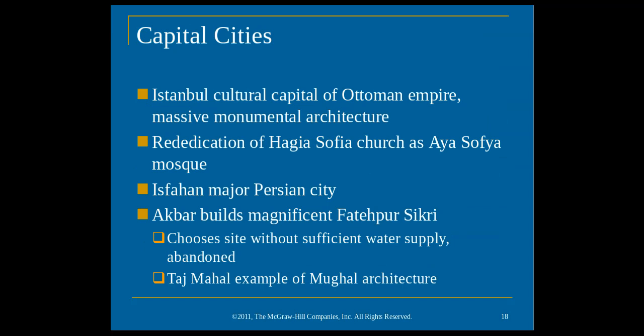And Akbar built the magnificent Fatehpur Sikri. He chose a site without sufficient water supply, however, and it would end up getting abandoned. The Taj Mahal is one of the more famous, and you need to Google these and get pictures of them because the AP exam does ask architectural questions. The Taj Mahal is a wonderful example of Mughal architecture. You had a leader whose wife died and he loved her so much he built the Taj Mahal as basically a memorial to her. It's a very good example of Mughal architecture, so make sure you look at it.